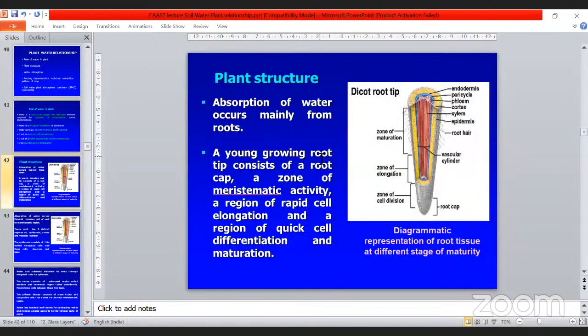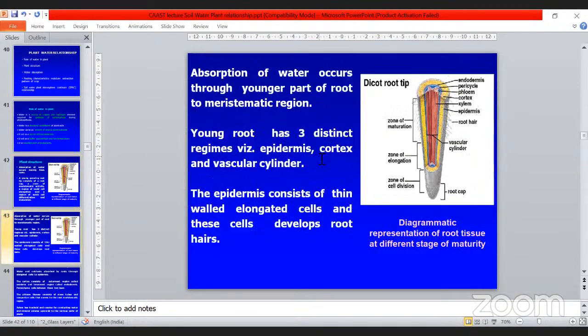In the plant structure, the roots are the important factor for absorbing any type of nutrient or water. Absorption of water occurs mainly from the roots. A young growing root has the root cap at the tip, then the cell division zone, then the vascular cylinder, xylem and phloem, all the characteristics at the bottom in the root soil. So these young growing root tips consist of the root cap, the meristematic region, the region of rapid cell elongation, and the region of cell differentiation and maturation.